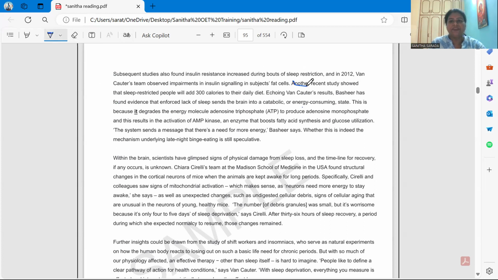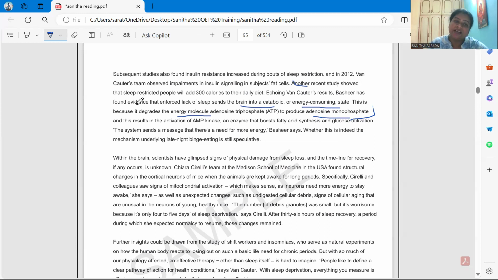And a recent study showed that sleep-restricted people will add 300 calories to their daily diet, echoing Van Cooter's research. Bashir has found evidence that enforced lack of sleep sends the brain into a catabolic or energy-consuming state. This is because it degrades the energy molecule adenosine triphosphate to produce adenosine monophosphate. So we are going to read from here.